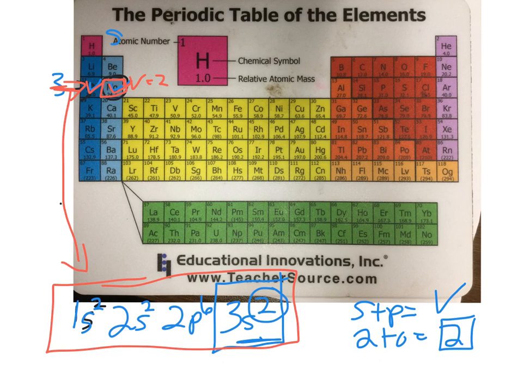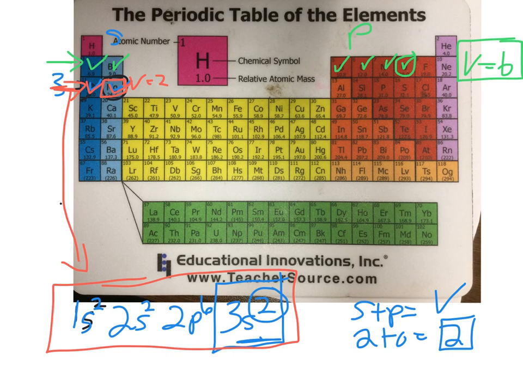So now let's do something else, like the oxygen that we did earlier. It's in the second period. You do your S's, 1, 2, and then your P's are 3, 4, 5, 6. Your valence is 6. This is exactly what we got in the earlier example. But you see how you didn't have to do the electron configuration?